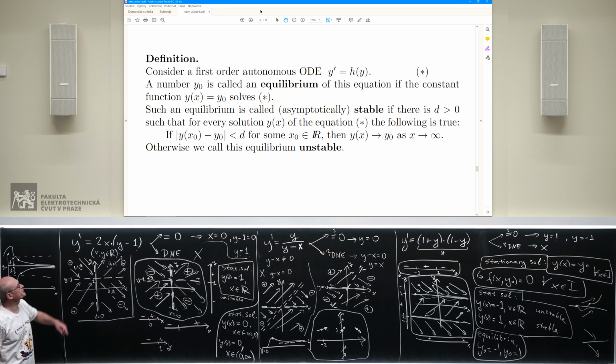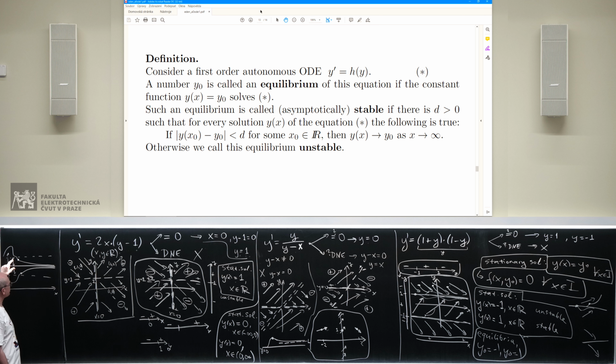Okay, let's check that it really says so. So there must be some D positive, so that's this strip, so that every solution of our equation which drops into the strip, that's the inequality, |y(x) minus y naught| is less than D, then in the limit, it must go there. So this really captures the meaning of stability.